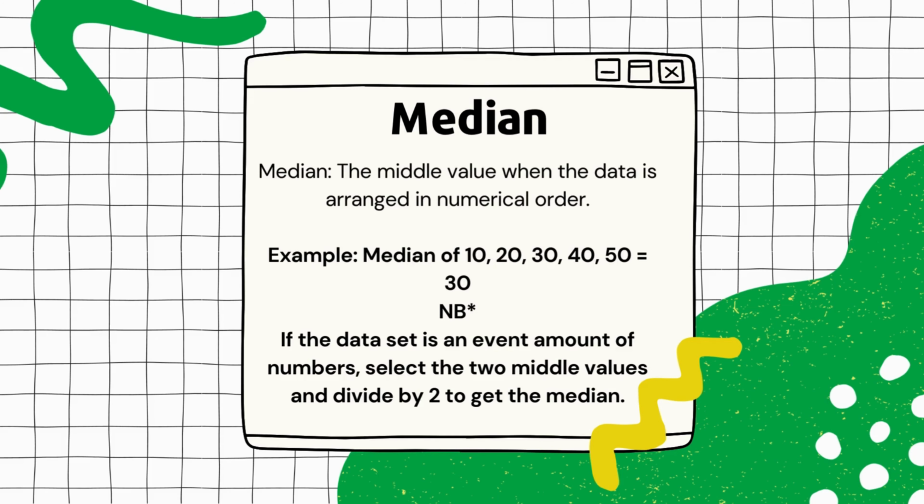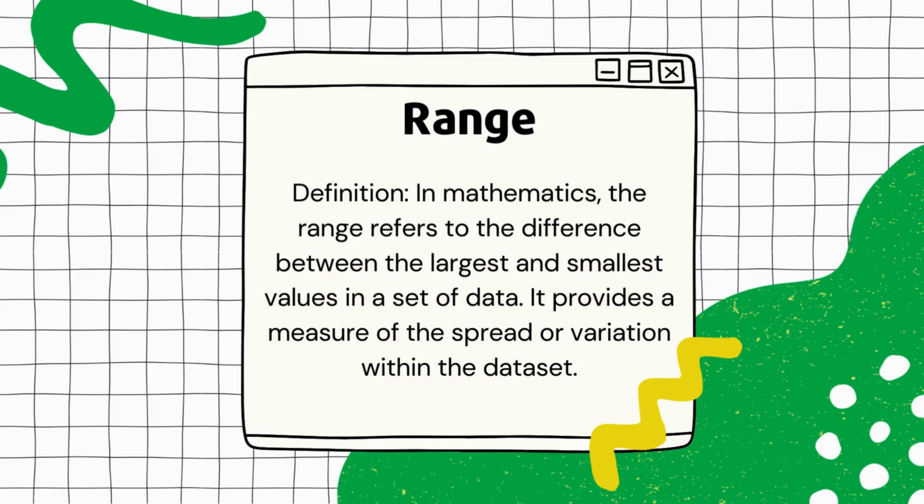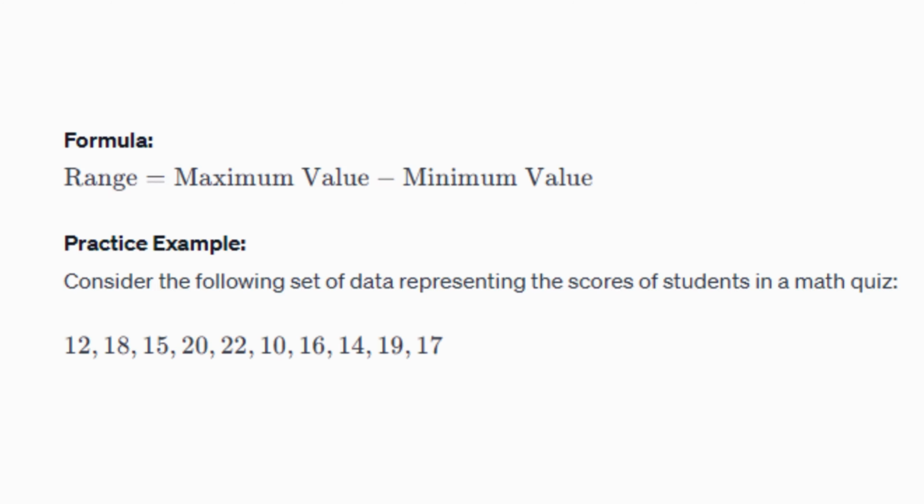So for example, in this one, the largest value would have been 50 and the smallest value would have been 10. If we want to find out what is the range of this data set, we simply say 50, which is the largest value, minus 10, which is the smallest value, and that would give us 40. And that, my students, is the range. The difference between the largest and the smallest value in a data set. Simple, simple, simple.